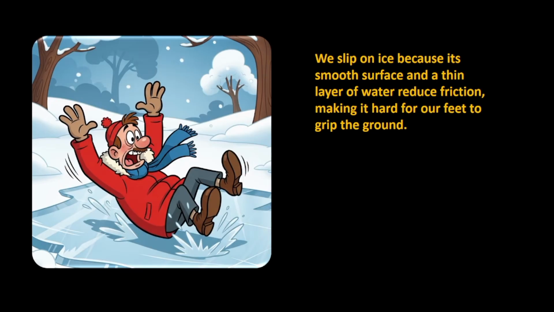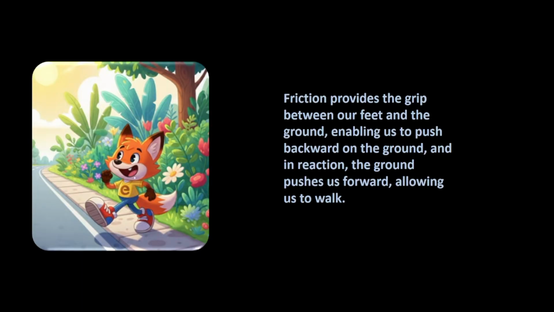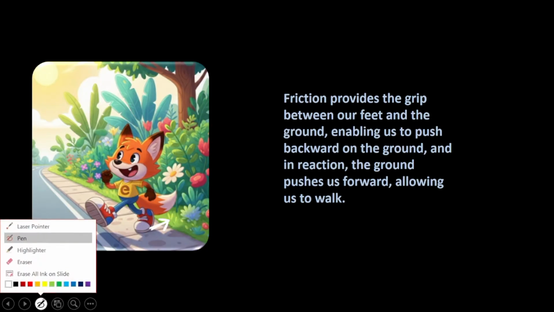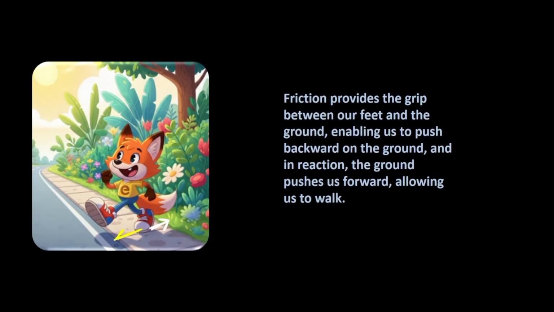Now the reason the person is slipping on ice is because its smooth surface and a thin layer of water reduces the friction. Because of this reduction in friction, the person is not able to grip properly on the ground and thus falls. But this again brings us another question: how is friction in the first place helping to walk? Let's understand this with the help of this example. When you are walking, you are actually applying a backward force on the surface of the ground. Now, since you are applying a backward force, due to Newton's third law of motion, to every action there's an equal and opposite reaction. So the ground also applies an equal and opposite forward force on your body, and it is because of this particular force that you are able to walk.